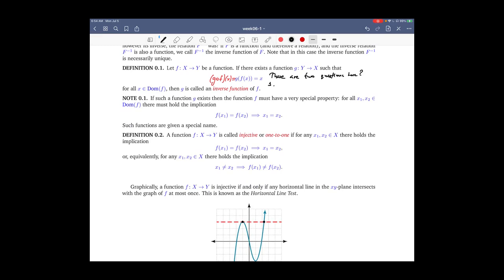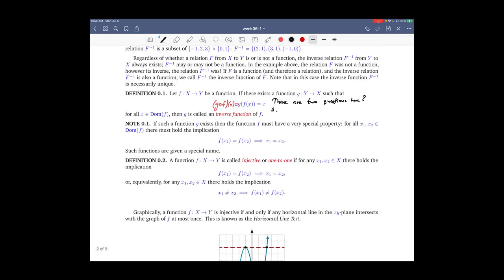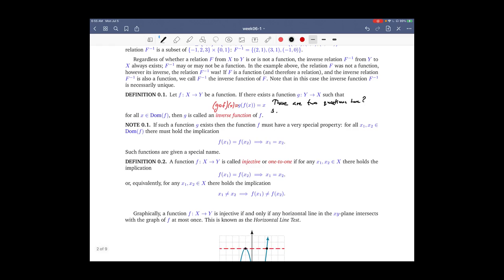Does every function have an inverse, just like every relation has an inverse? After all, a function is a very special type of relation. And if you view a function as a relation, of course, it will have an inverse relation. But will this inverse relation be a function too? That is a question.